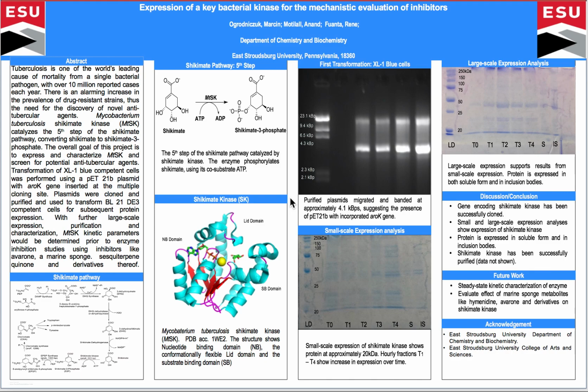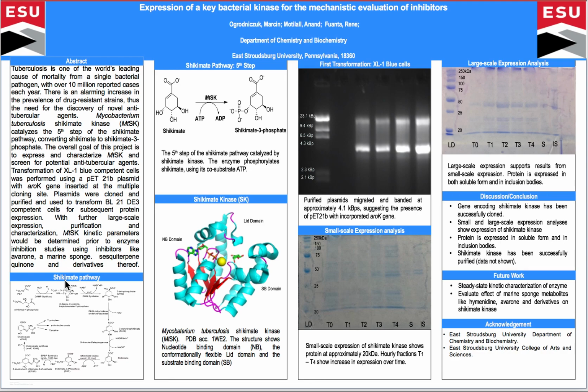Now, when searching for potential enzymatic pathways, it is vital that the pathway contain no mammalian analog. The shikimate pathway, shown here, is a 7-step metabolic route linking the metabolism of carbohydrates to the synthesis of essential cellular metabolites. This pathway is used by bacteria, fungi, and plants to synthesize aromatic compounds. This pathway has no mammalian analog, thus making it a suitable target for the development of novel antitubercular agents.